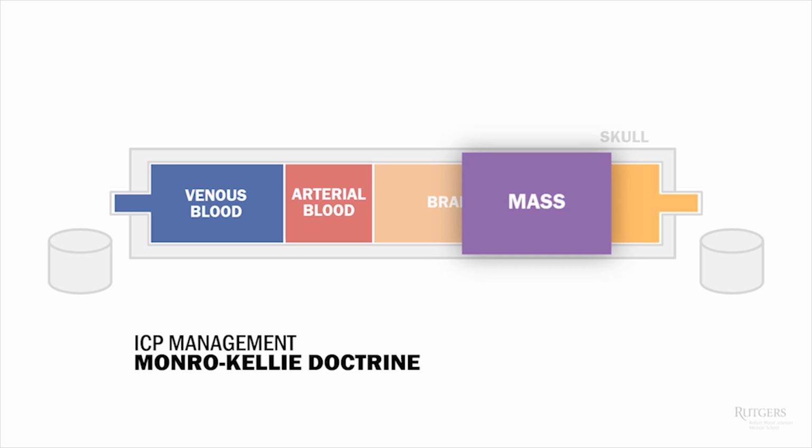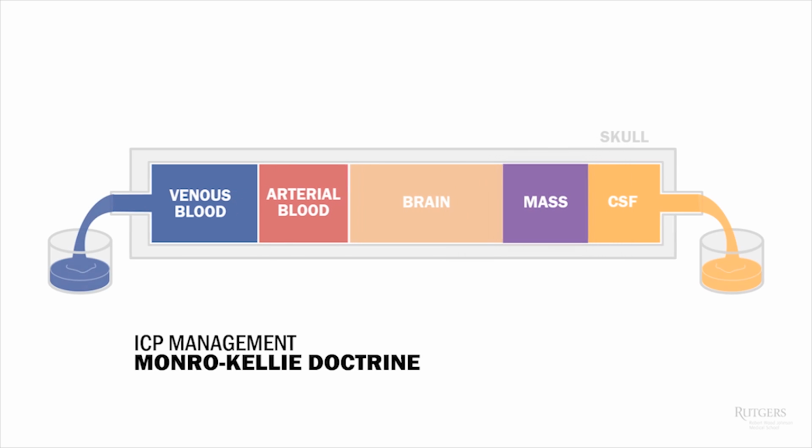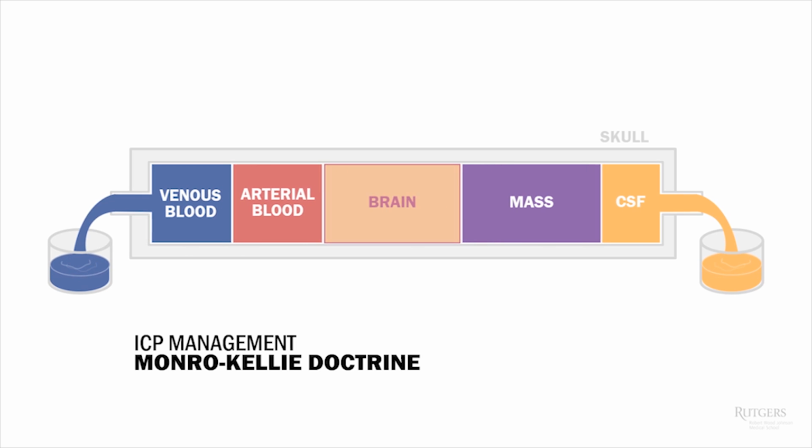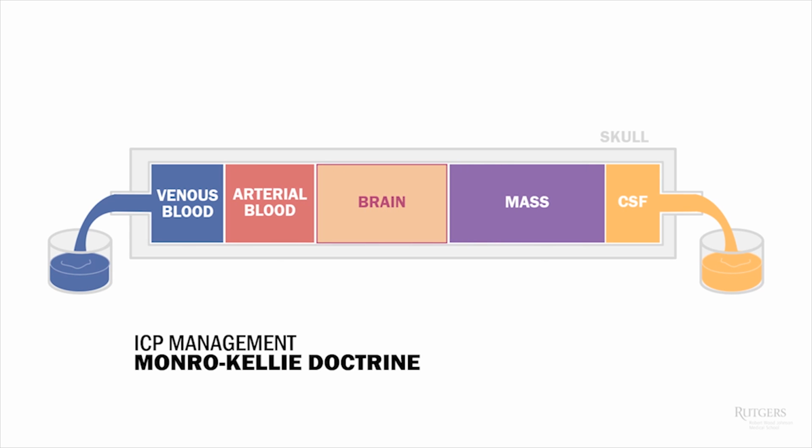Let's add a mass lesion. So now if there's more volume in the skull, then the pressure has to go up. So initially, venous blood and cerebrospinal fluid are pushed out of the skull to compensate for the new mass. But eventually, as the mass effect worsens, you've exhausted these mechanisms of compensation, and the brain gets squished. Houston, we have a problem.